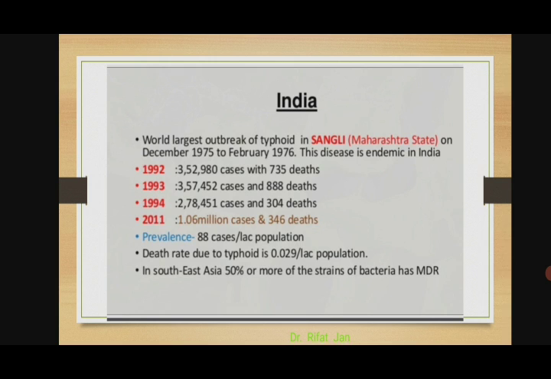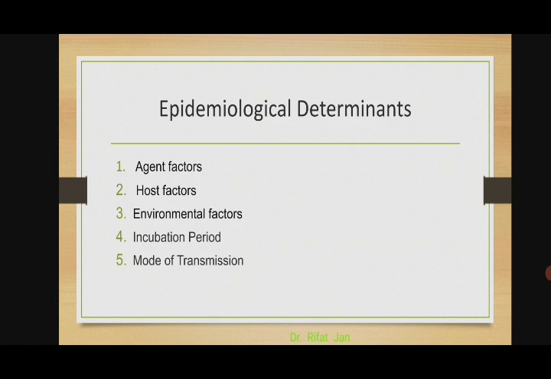In Southeast Asia, 50% or more of the strains of the bacteria have multi-drug resistance. That means they are not sensitive to most of the drugs. Coming to the epidemiological determinants: they are dealt with under the headings agent factors, host factors, environmental factors, incubation period, and mode of transmission.